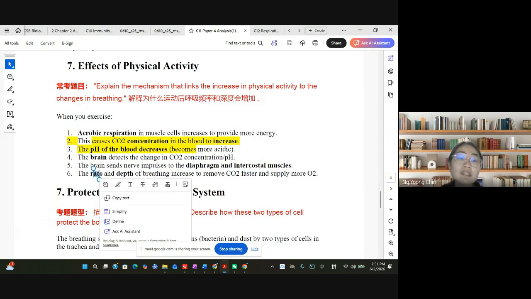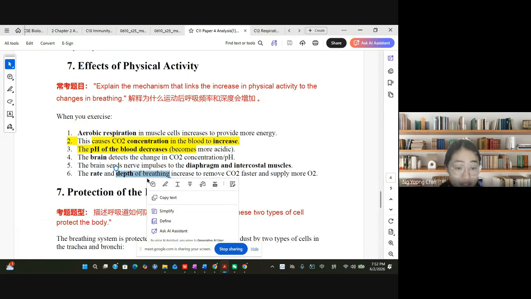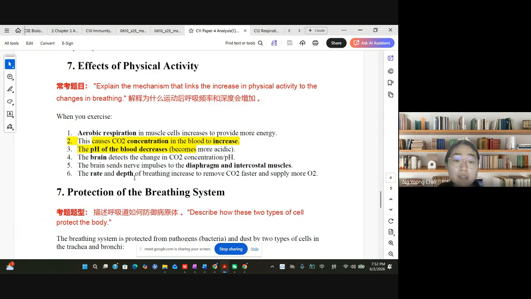You increase the rate. Rate means, in 1 minute, how many times do you breathe? So this is the rate. And then depth is about when you're breathing, you take a deep breath. Deep breath referring to the breathing being very much increased in depth. We call it what? 深呼吸. Yeah, deep breath. So when you take a deep breath, you're actually increasing the oxygen intake to your body. So you can remove the carbon dioxide faster and you can supply more oxygen.